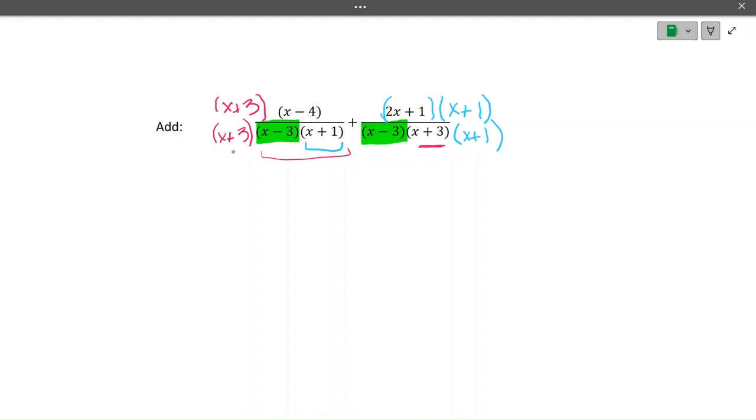So we have x plus 3 here. We have it here. Okay, check. We have x minus 3 in both, and we have x plus 1. What that means is we now have a common denominator.